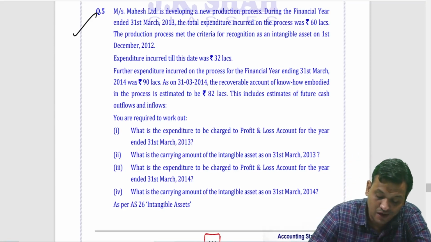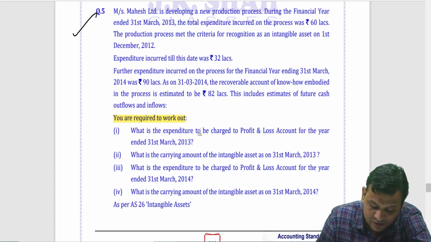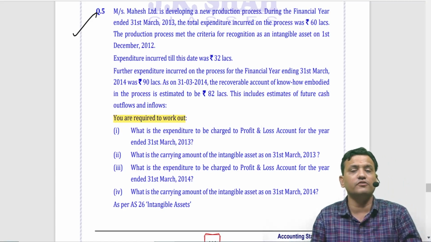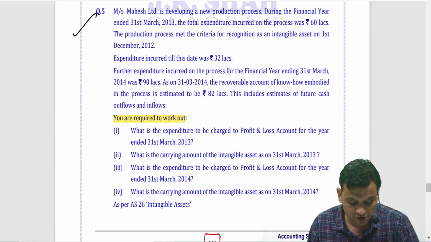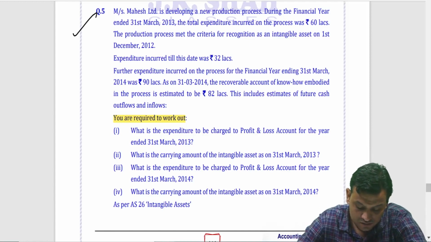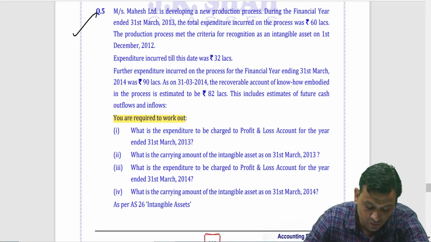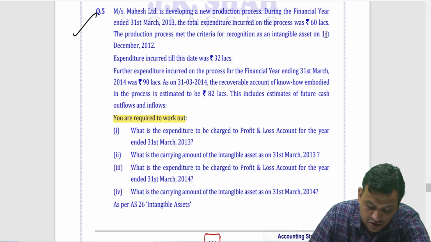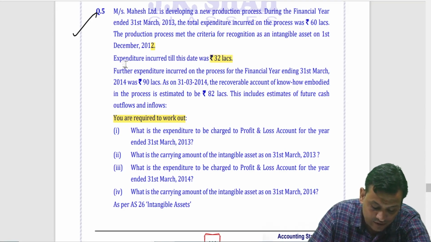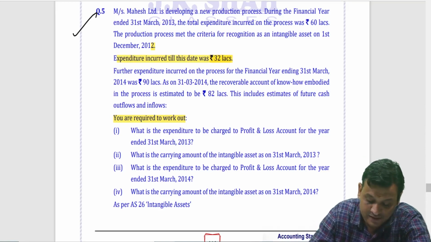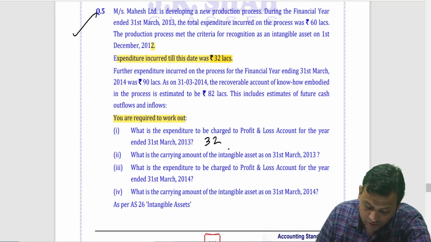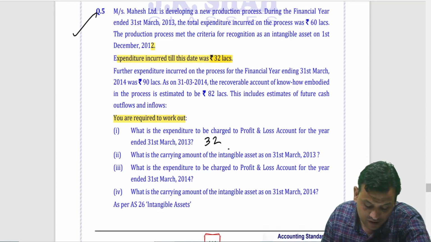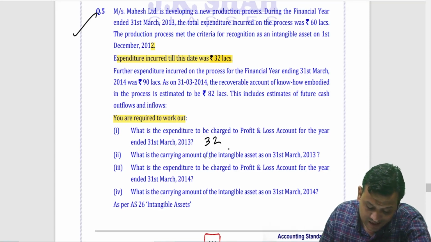You are required to work out, what are we supposed to find out? The expenditure charged to P&L for the year ending on 31st March 2013. On 31st March 2013, how much of my cost will be debited to profit and loss account? So if you look properly, the production process met the criteria of recognition on 1st December 2012. Expenditure incurred till date was 32. So can I say till date whatever expenditure is incurred is a research expense, and research expense will be debited to the profit and loss. Then what does the question say? What is the carrying amount of intangible asset?